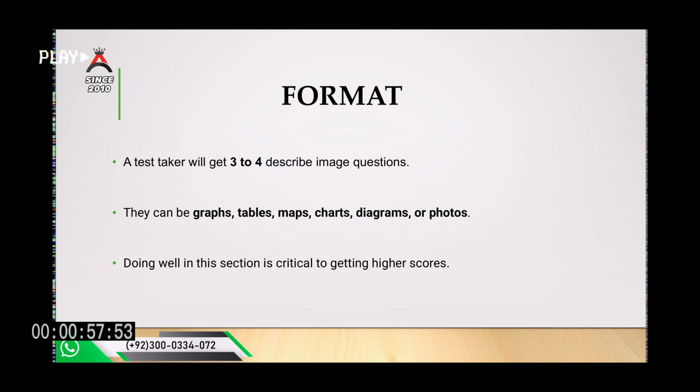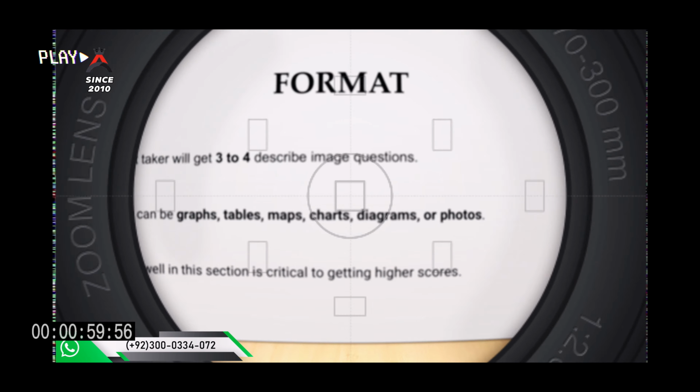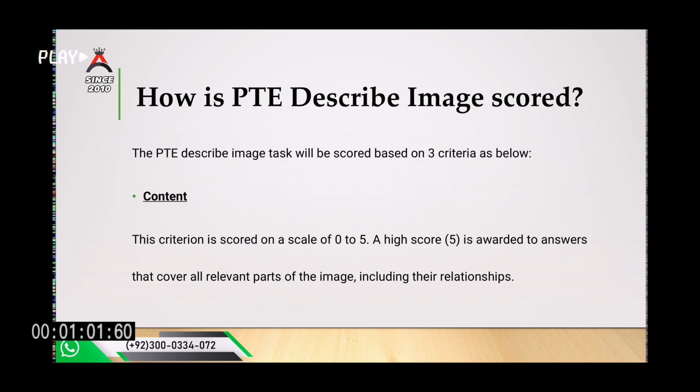After its format, the first question that comes to our mind is how is PTE Describe Image scored? Firstly, the PTE Describe Image will be scored based on 3 criteria. The first criterion is content. The content is scored on a scale of 0 to 5. A high score is awarded to answers that cover all the relevant parts of the image, including the relationship between the elements. The more elements from the picture you describe accurately, the higher your score will be.